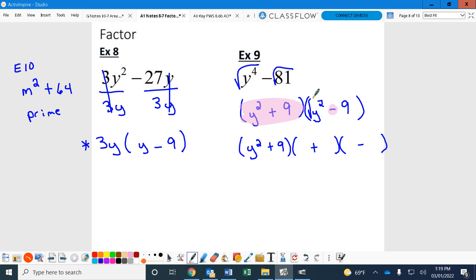What's the square root of y squared? y. And the square root of 9 is 3. Okay? I can't go any further with this one because it's a plus. I can't go any further with this one because it's a plus. Can I break down the y minus 3? It's a subtraction, but the exponent's 1. And, guys, is 3 a perfect square? No, so it doesn't break down anymore. That would be your final answer.